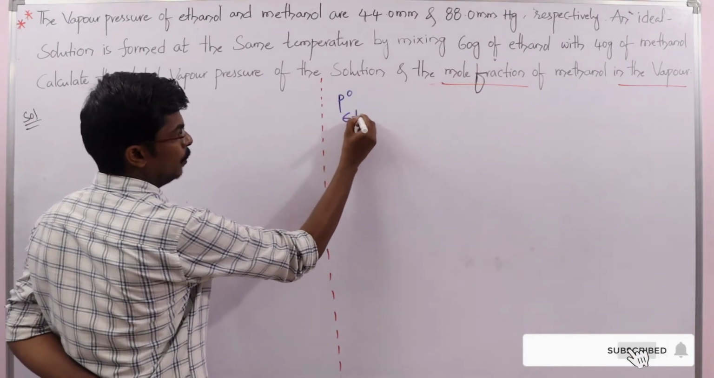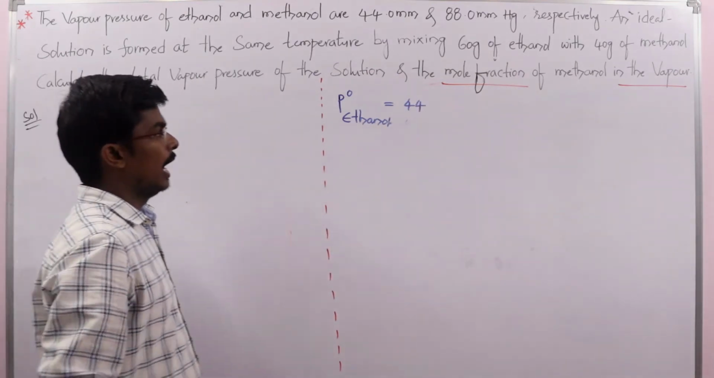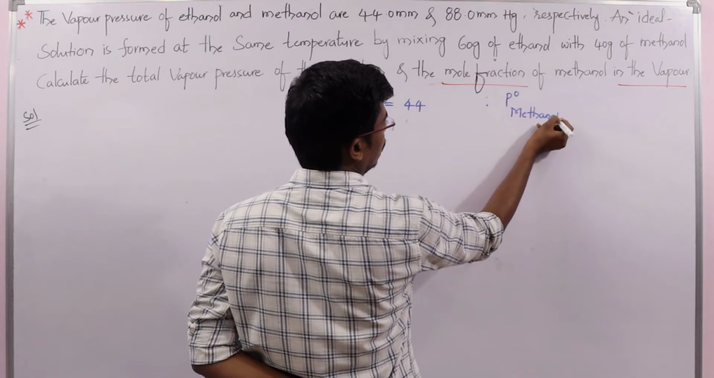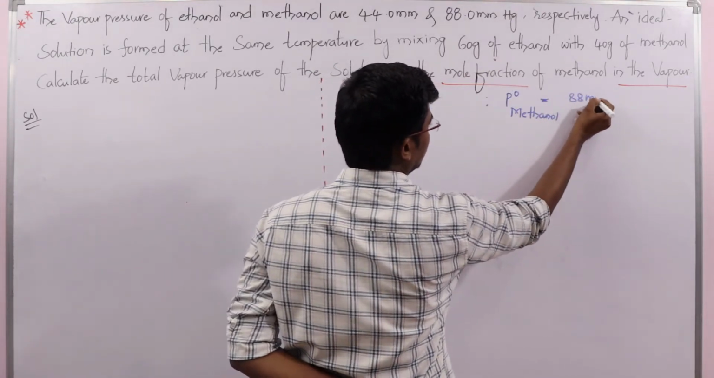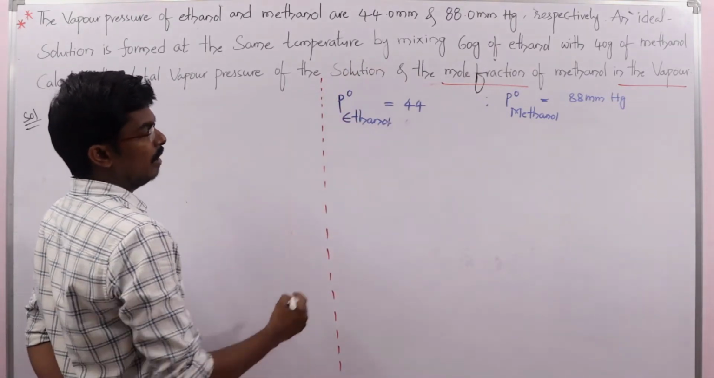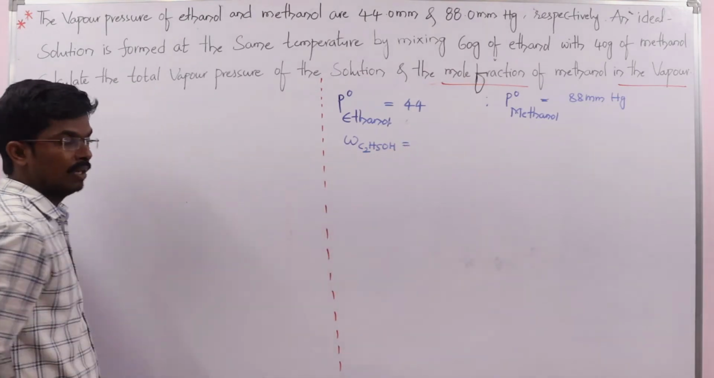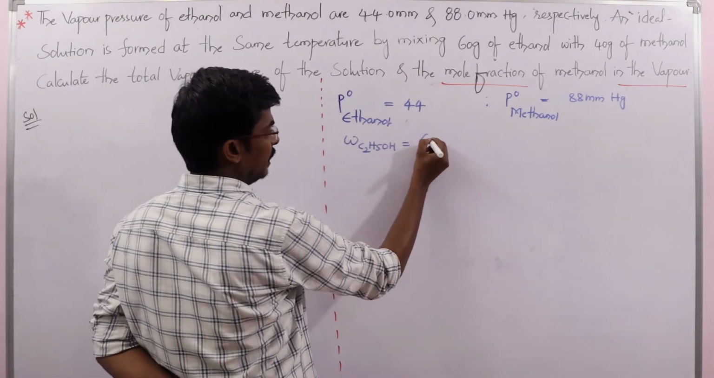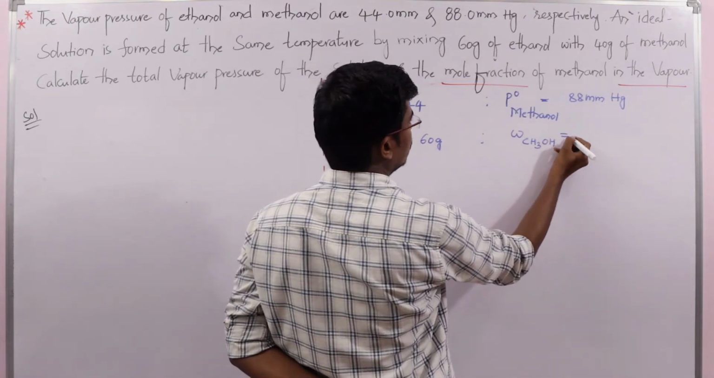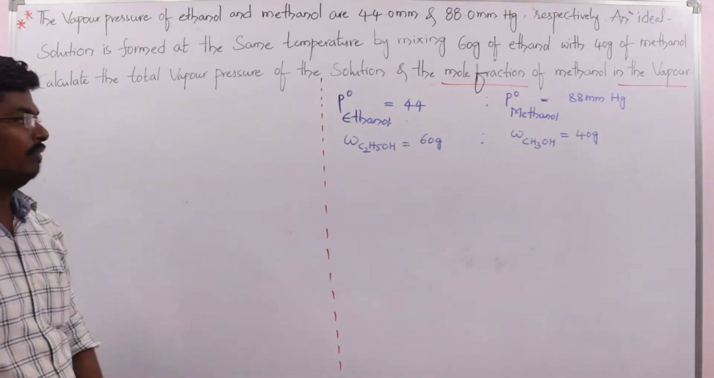The vapor pressure of pure ethanol, P0 ethanol, how much? 44 mmHg. And the vapor pressure of pure methanol, how much are we given? 88 mmHg. After that, I am given the weight of ethanol C2H5OH, just writing that formula: weight of C2H5OH 60 grams and weight of methanol CH3OH 40 grams. So what am I asked to calculate?